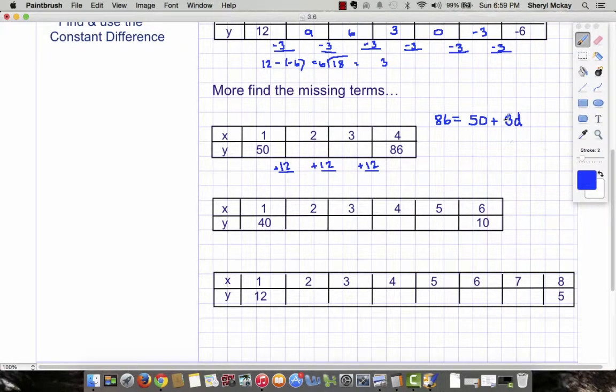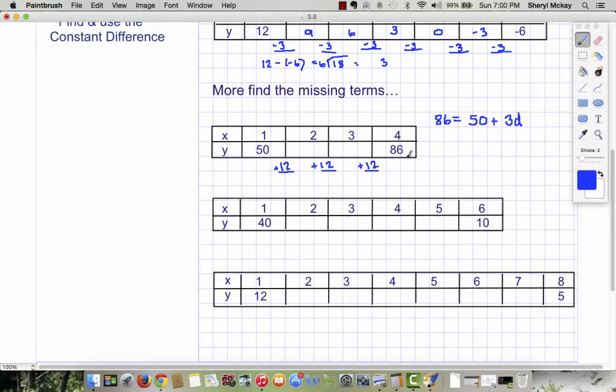Do you see what I just did? I started with my last term, the term that I knew, which was 86. And I said to get to 86, I had to start with my first term, which was 50, and then I had to add the constant difference 1, 2, 3 times. And then really all I was doing was solving for my constant difference. I subtracted 50, and I got 36 equals 3D. I divided by 3, and I got D equals 12. See how I did that?